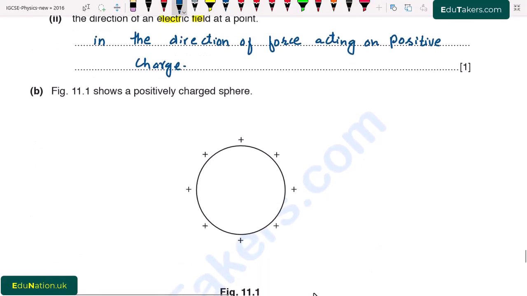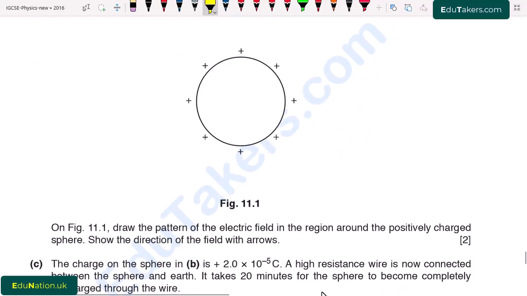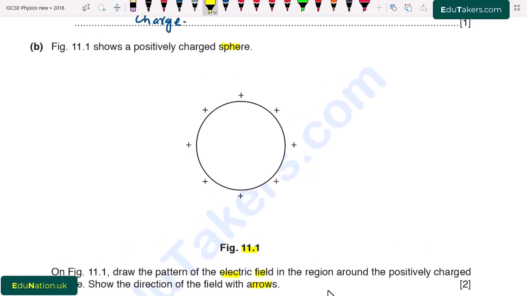Part B. Figure 11.1 shows a positively charged sphere. Here is a figure 11.1 and we can see that there is a sphere on which positive charge is spread. On figure 11.1, draw the pattern of the electric field in the region around the positively charged sphere. Show the direction of the field with arrows.